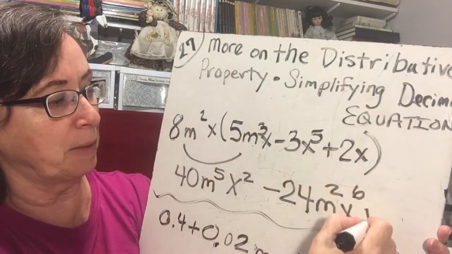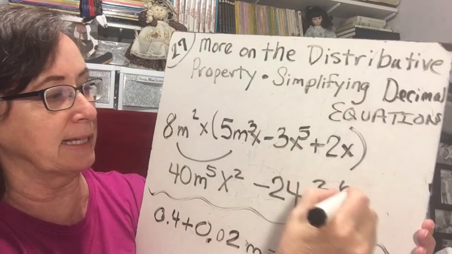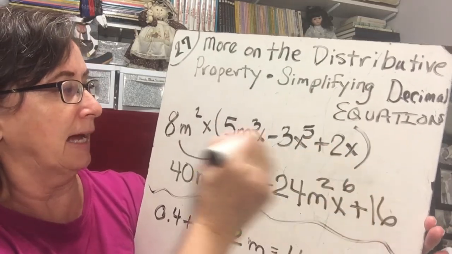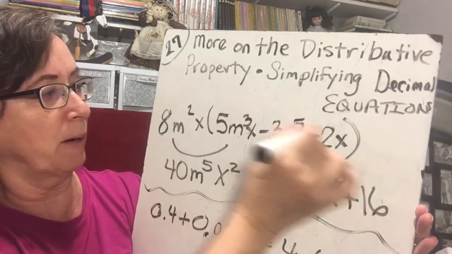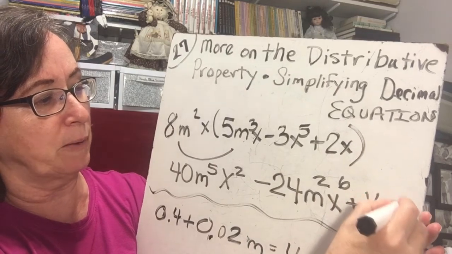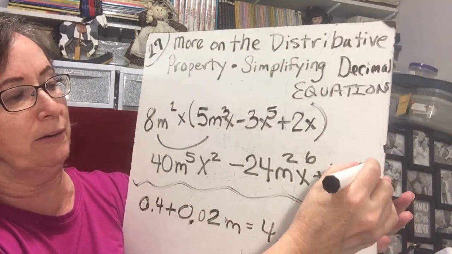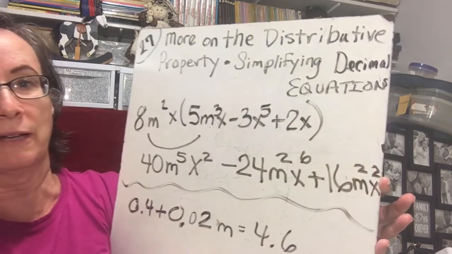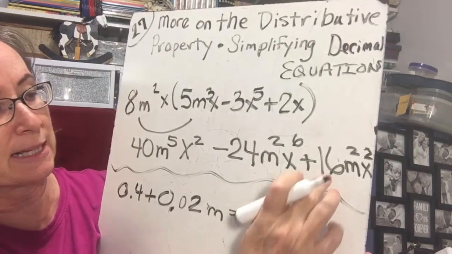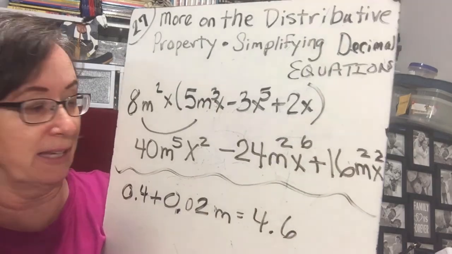And lastly, plus 2 times 8 is 16. M squared and nothing else is m squared. X times x is x squared. And I just barely have enough room to put that in there. So that's a 16 m squared x squared on the end there.